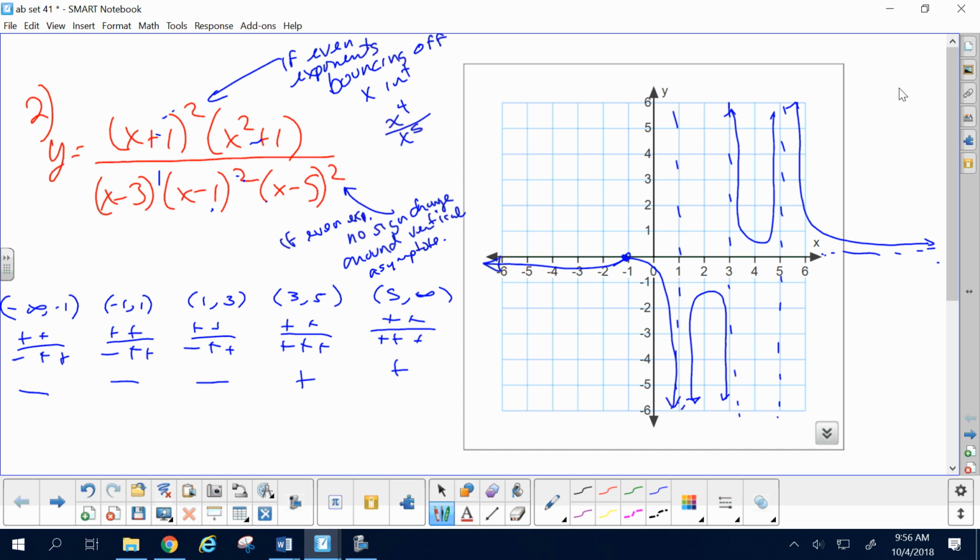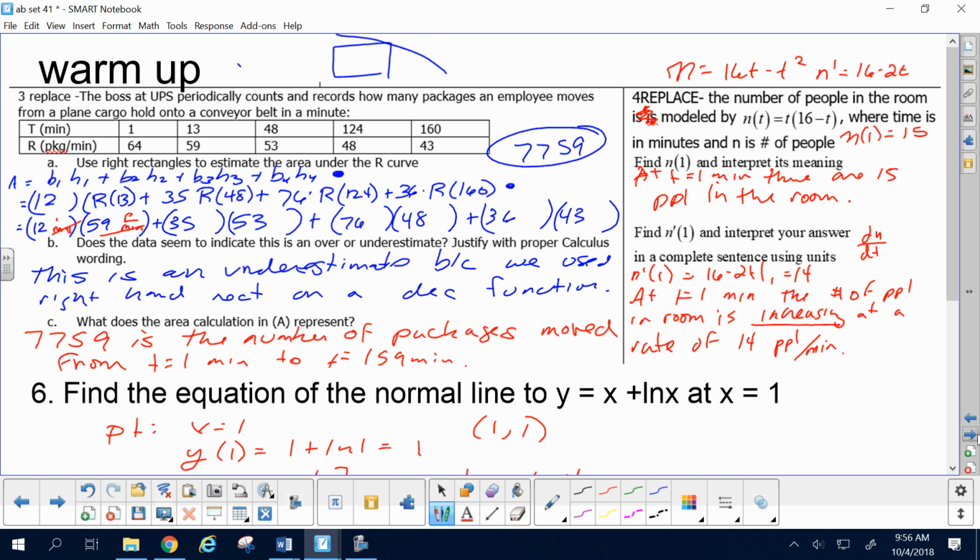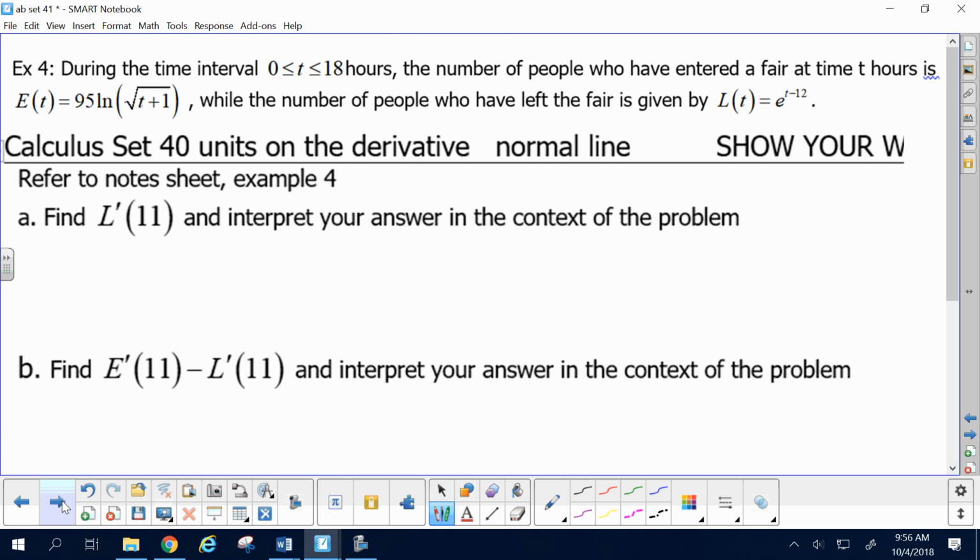Okay, cool. All right, questions on the homework. Here we go. Do you have set 40 out? If not, get set 40 out. Let's go over the replacements first, and then any other questions after. Here we go. Let's go. Okay.